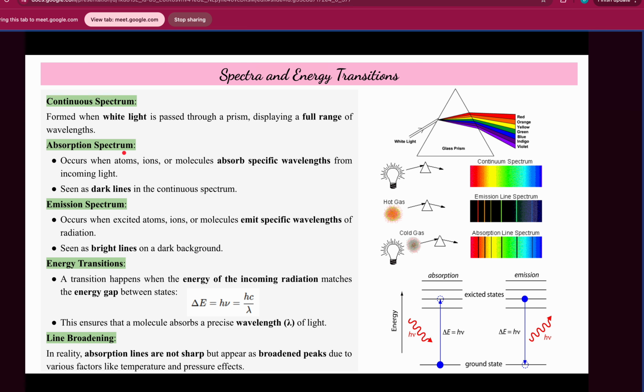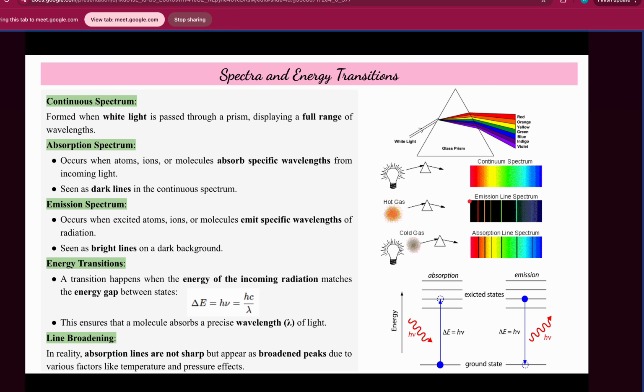The second thing is the absorption spectrum. An absorption spectrum occurs when atoms, ions or molecules absorb specific wavelengths from incoming light, and it is seen as dark lines in the continuous spectrum. This is the continuous spectrum in which light of all wavelengths is present. Now in the case of the absorption spectrum, the example is of a gas. If there is gas, there will be some molecules present in between, and as the light passes through these gas molecules, some molecules might absorb light of a particular wavelength.